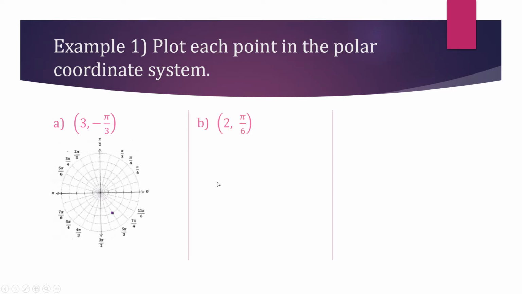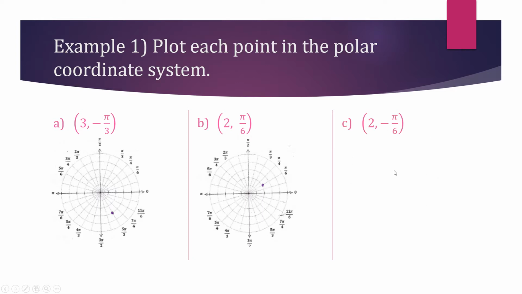Next up, 2 comma pi over 6. So I go over to a radius of 2, and then go around till I get to an angle of pi over 6. I plot my point. 2 comma negative pi over 6. I would go again to my radius of 2, but this time instead of going to positive pi over 6, I'm going to go in the negative direction. There's my point, negative pi over 6. Okay? So that's what points look like in the polar coordinate system.